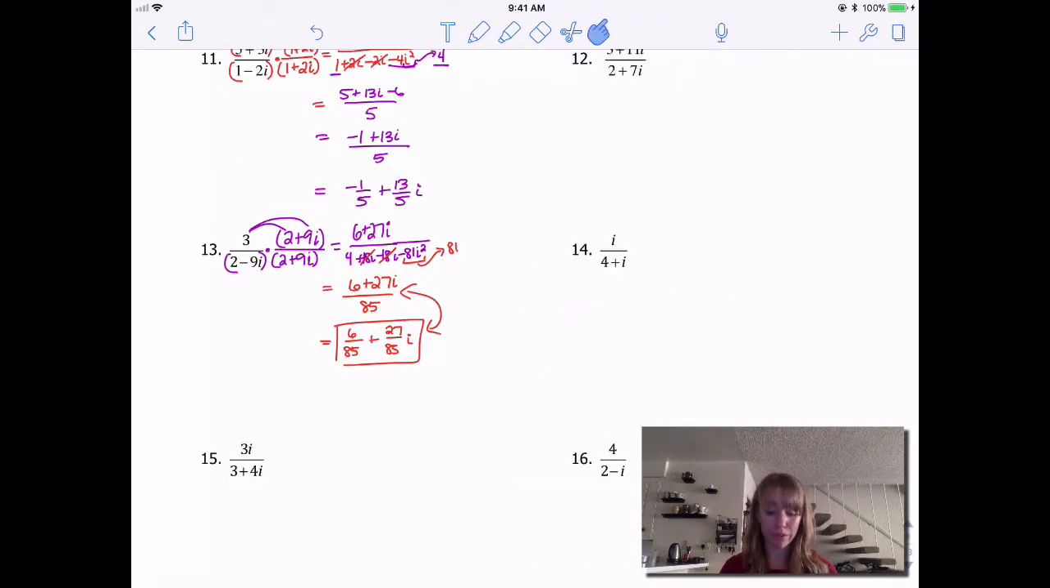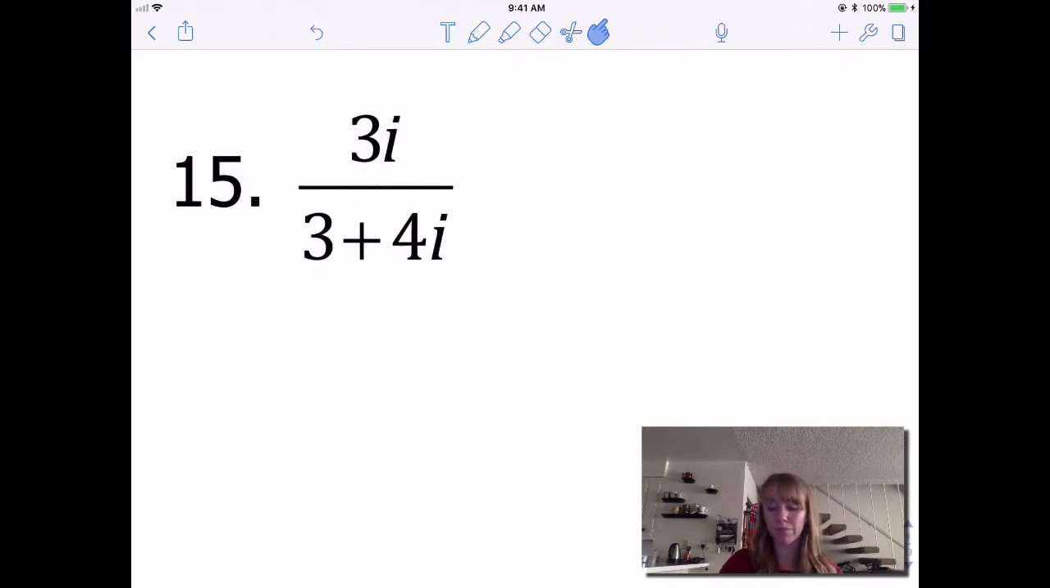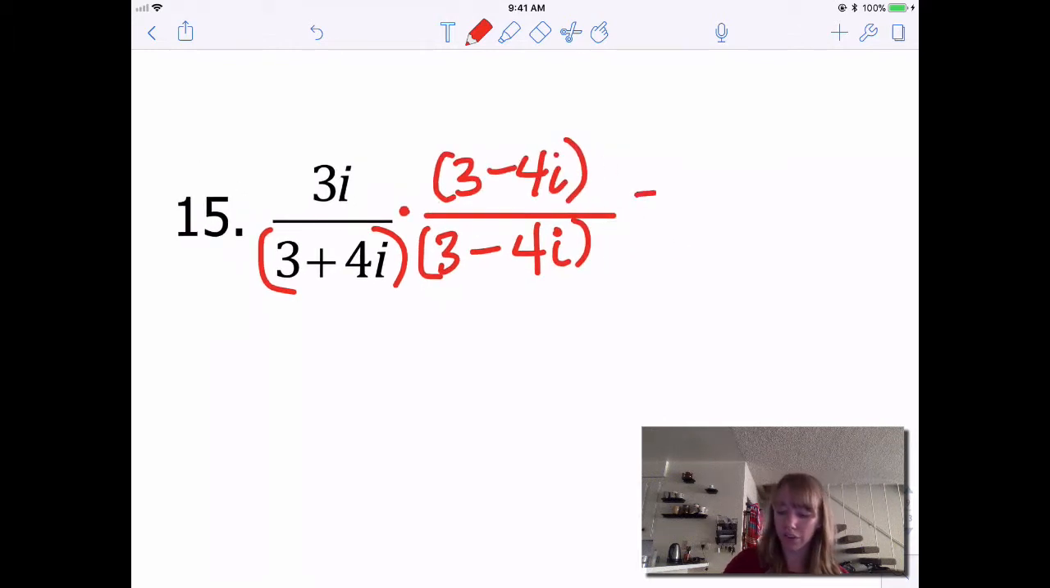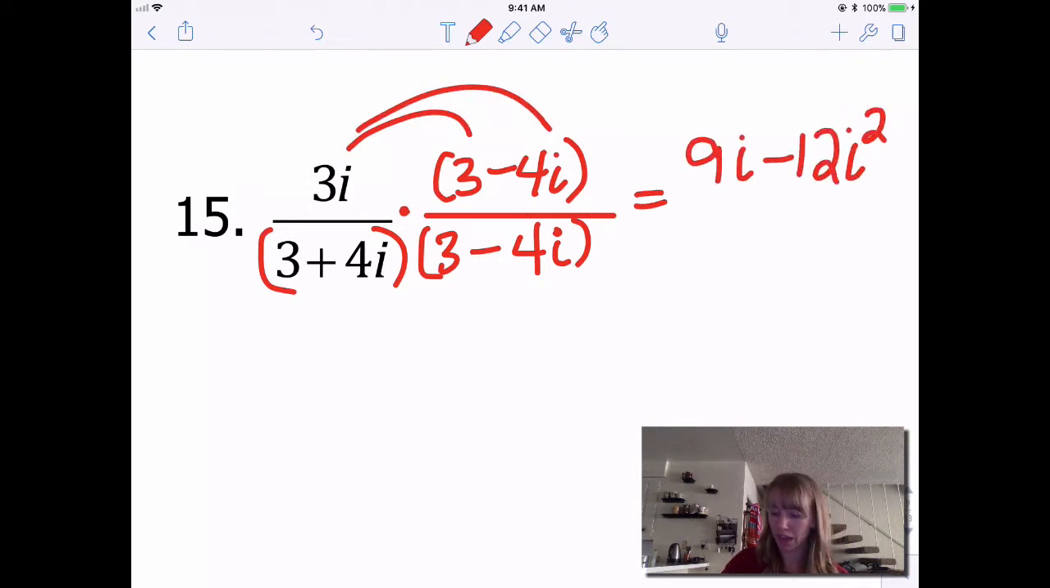I'm going to do one more with you, number 15. And then I'll let you guys do the last 3. So first step, again, is multiply by the conjugate of the denominator. So I've got 3 and 4i with a negative in between. And then the numerator I can distribute. I'll get 9i minus 12i times i is i squared. And then in the denominator, I'm going to get 9.